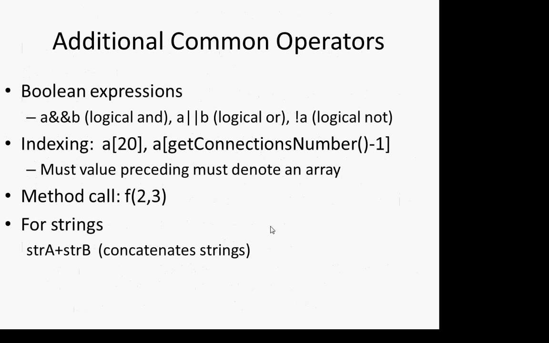Then there's an indexing operator, A of 20 in brackets. So this is the 21st element of A. In other words, if this were 0, it would be the first element of A, 1 would be the second element of A, etc. And this is the get connections number element of A. And A here has to be an array, a collection of values. We'll be talking about arrays in a bit.